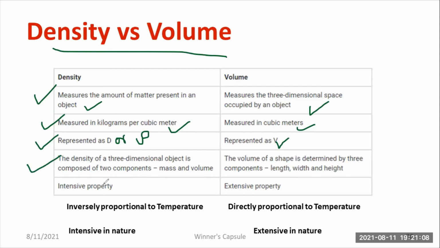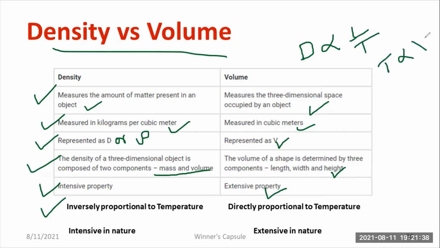Density of a three-dimensional object is composed of two components, mass and volume, where the volume of a shape is determined by three components: length, width, and height. You know that density has an intensive nature, whereas volume has an extensive nature. If I talk about the relationship between temperature and density, they are inversely proportional. Density is inversely proportional to temperature, whereas volume is directly proportional to temperature. So this point you have to remember. As the temperature increases, volume increases. Both are directly proportional. As the temperature increases, the density comes down. Please remember this relation.